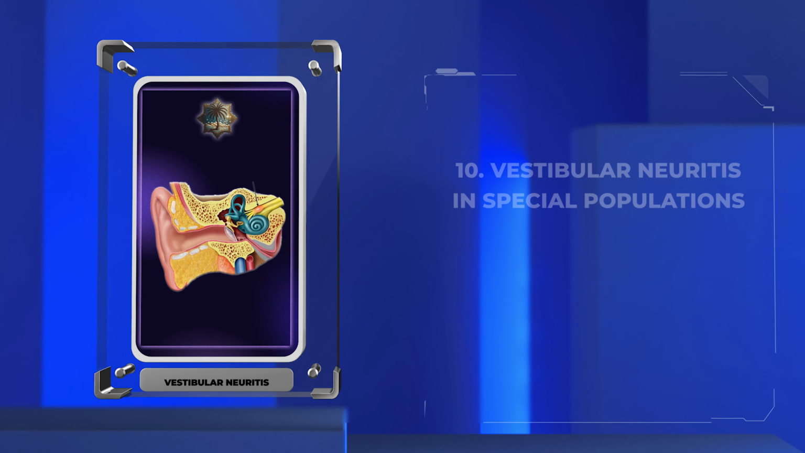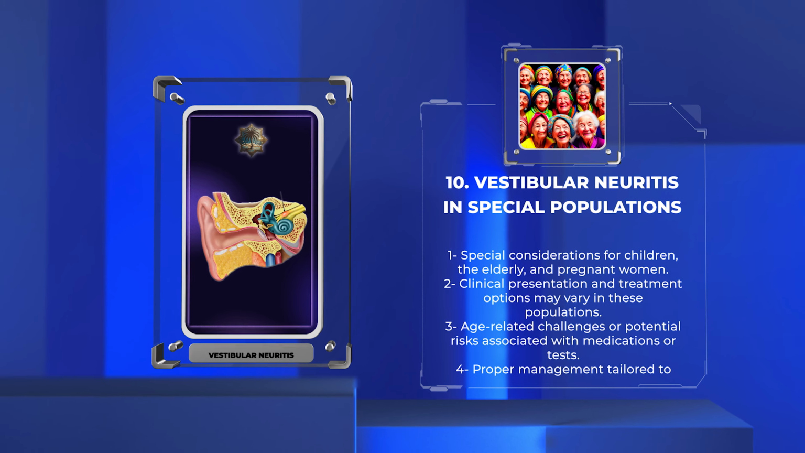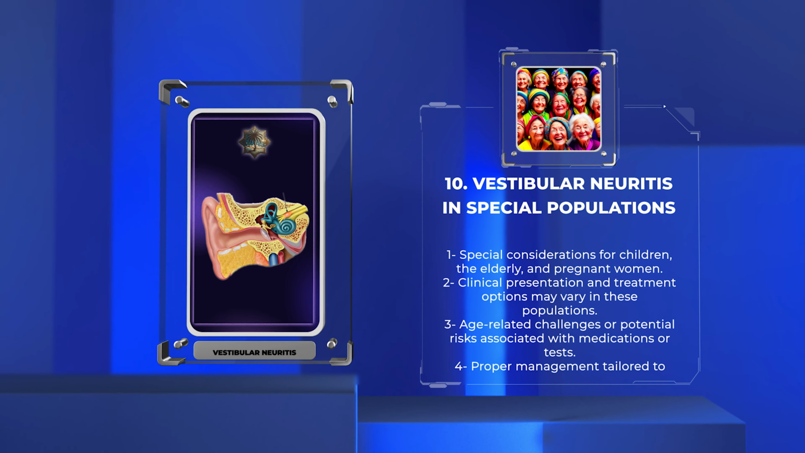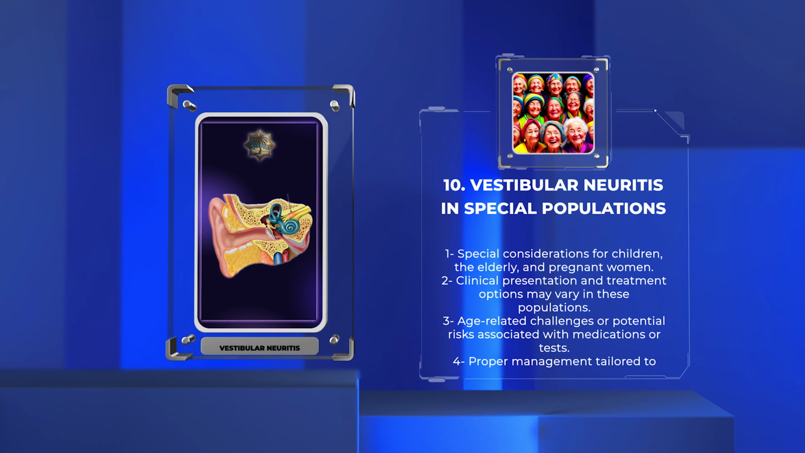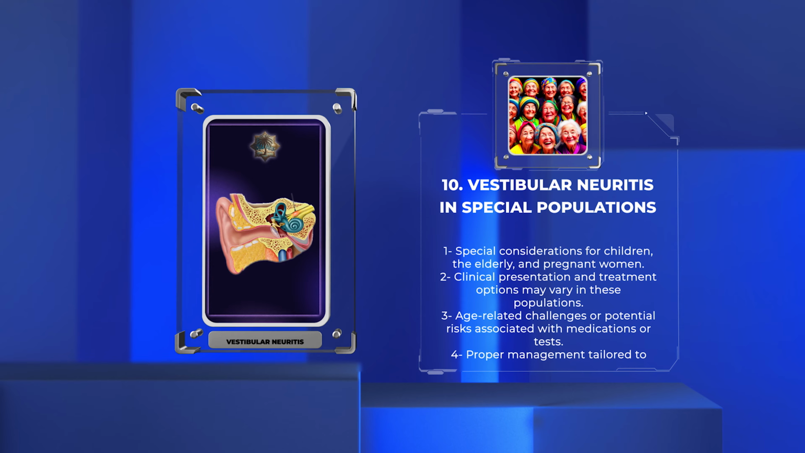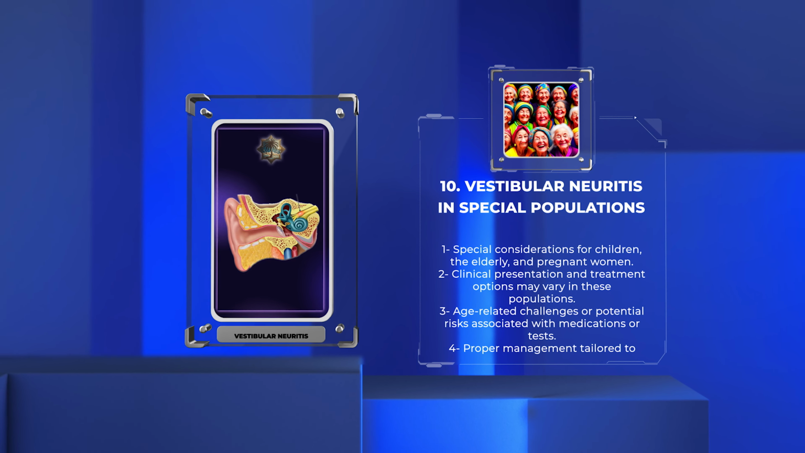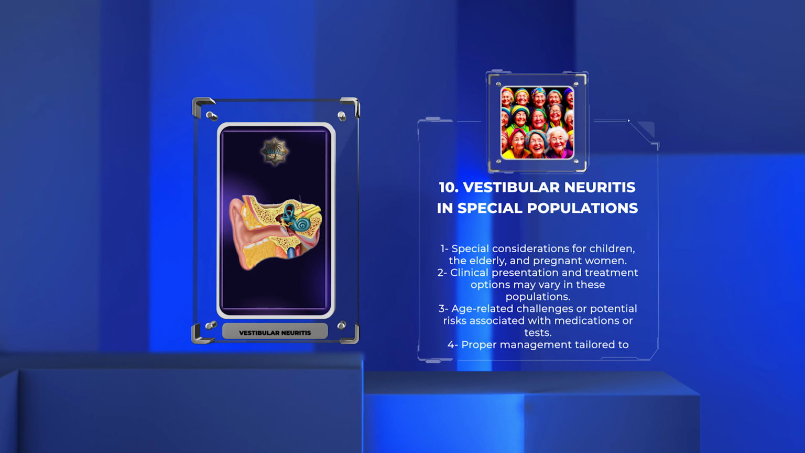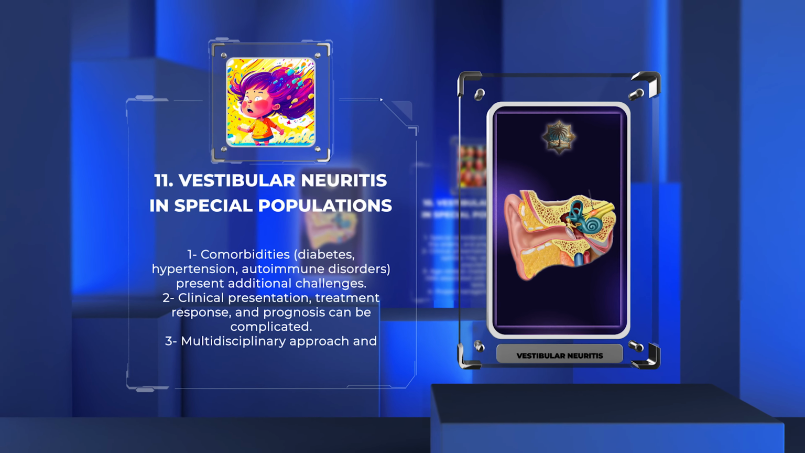10. Vestibular neuritis in special populations. Certain populations, such as children, the elderly, and pregnant women, require specific considerations when diagnosing and managing vestibular neuritis. The clinical presentation and treatment options may vary among these populations due to age-related challenges or potential risks associated with medications or diagnostic tests. Proper management tailored to individual needs is crucial in achieving optimal outcomes in these special patient populations.